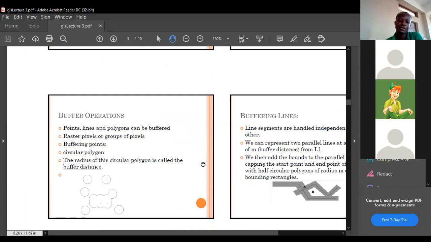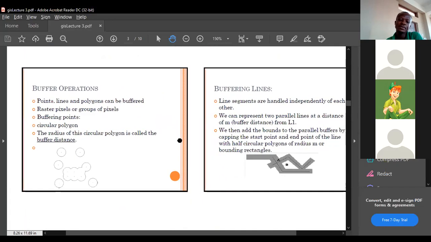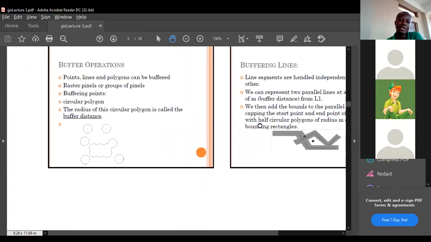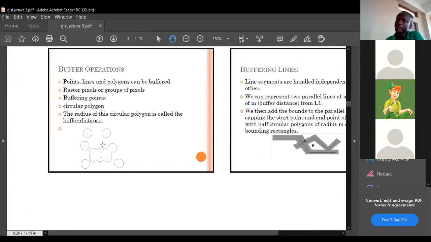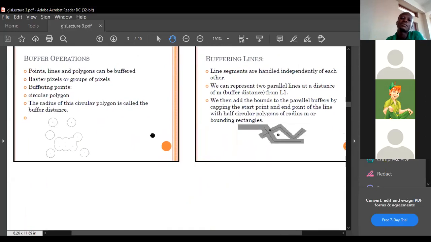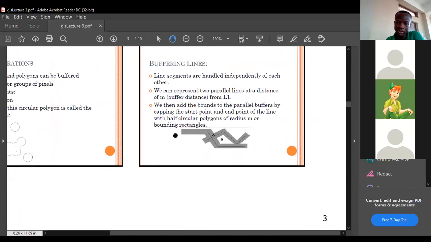All right, so point buffer. You can also merge polygons. That's what we are seeing here. When you say buffer distance, I hope you all know what it is. That's what I showed you there. M is the buffer distance. It can be L. It's all up to you.